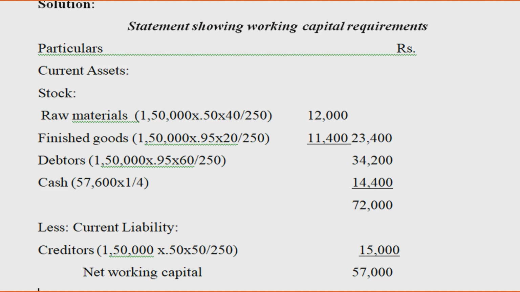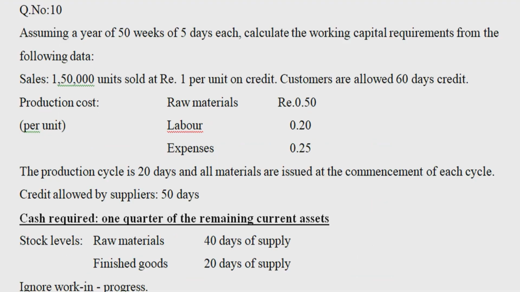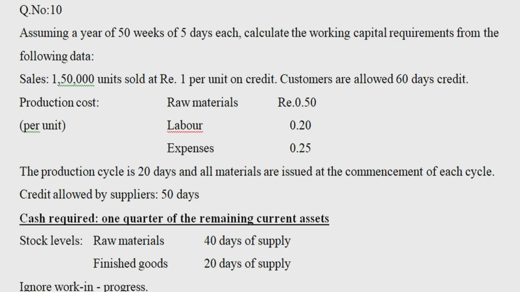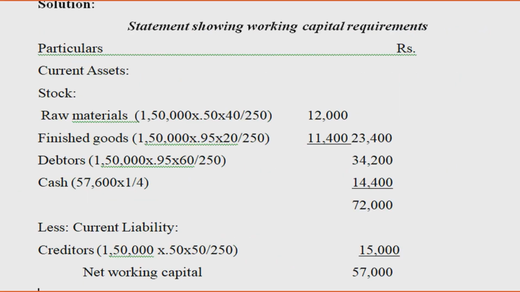Total current assets value is 72,000, less current liabilities. For current liabilities, we have to consider credit allowed by the supplier, which is 50 days. So 1,50,000 into 0.50, since 0.50 is the value of raw materials purchased, into 50 divided by 250 days, you will get 15,000. So current assets minus current liabilities: 72,000 minus 15,000. You will get net working capital of rupees 57,000 for this company.